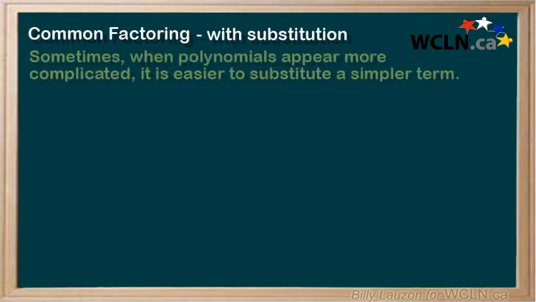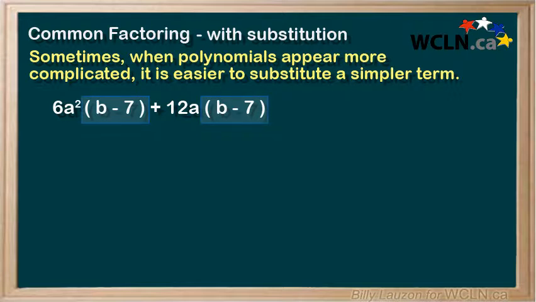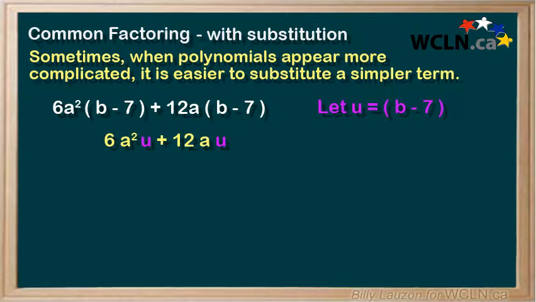Sometimes, when polynomials appear more complicated, it's easier to substitute in a simpler term to see what's going on. So for this example, we'll notice that we have a b minus 7 in brackets. Well, that might look intimidating, so let's make a substitution. Let's let the letter u equal b minus 7. So we can now replace the b minus 7 with the letter u and then rewrite our expression.